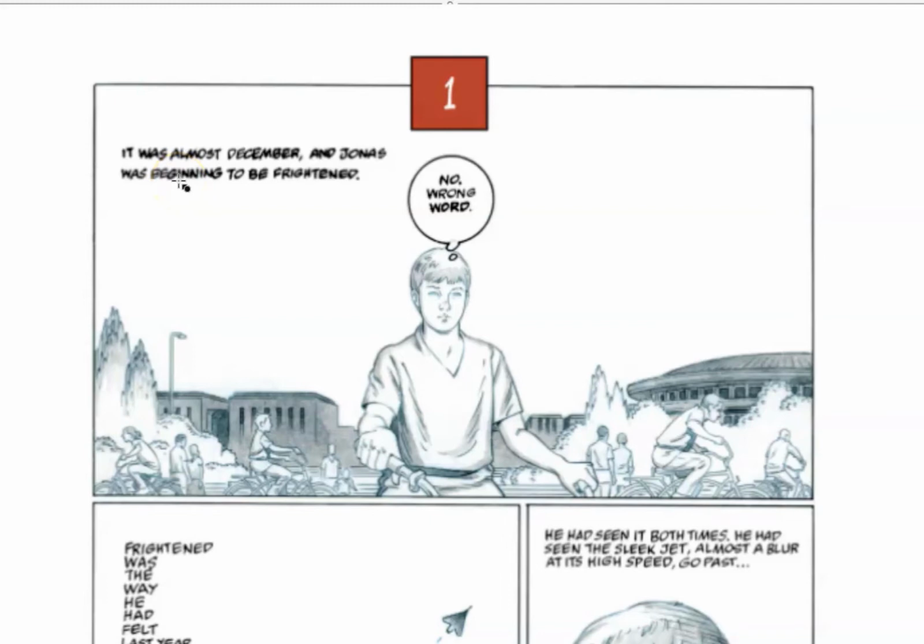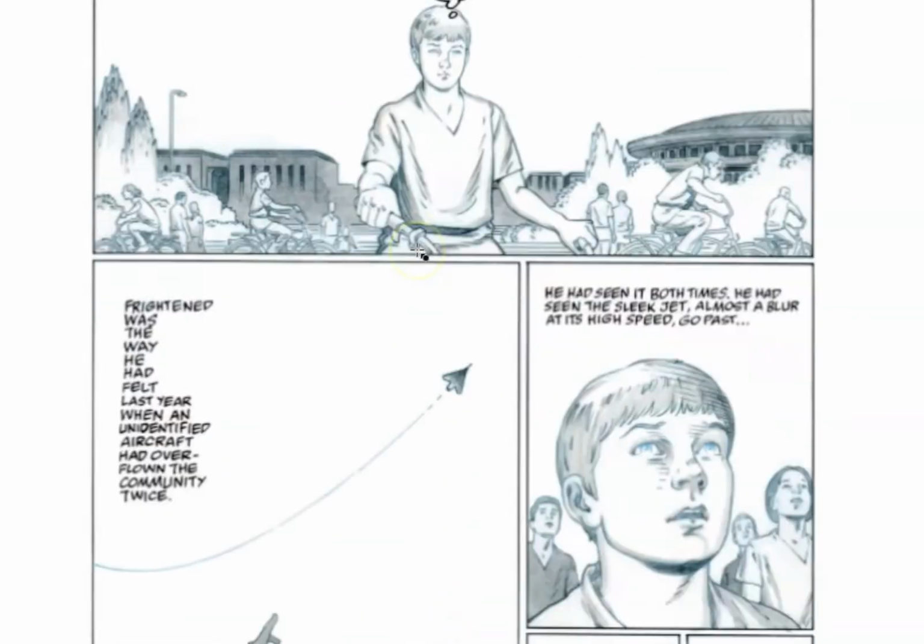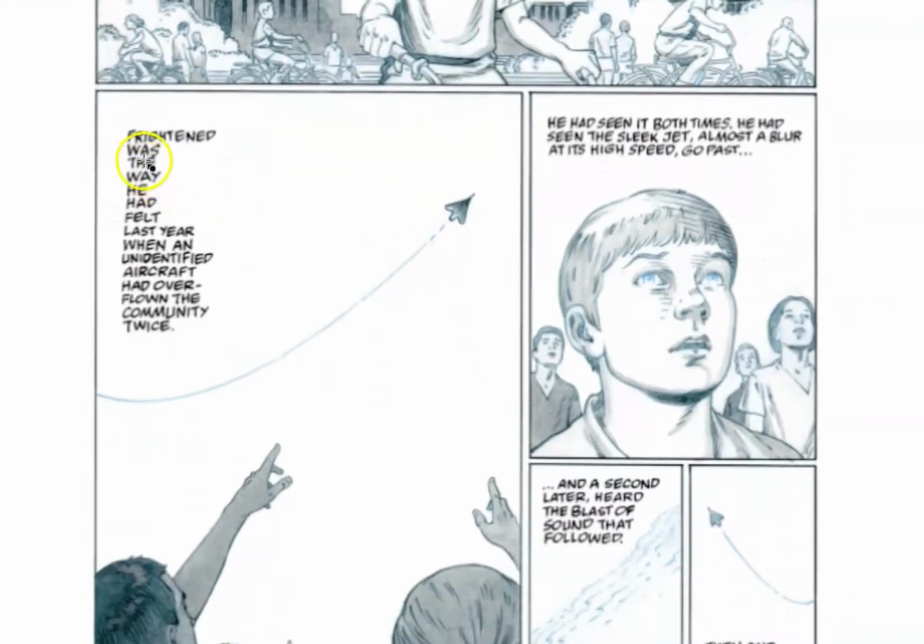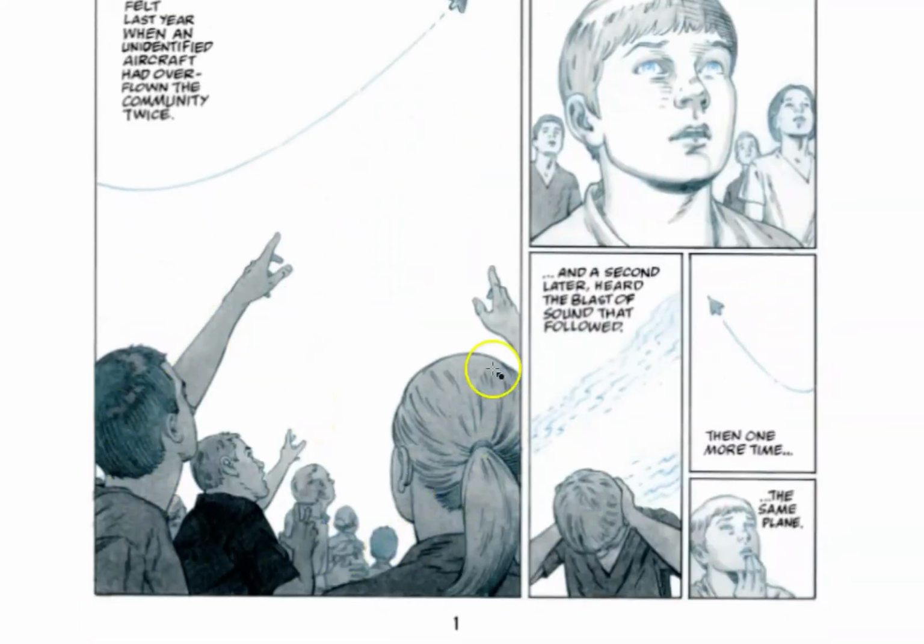So he's kind of frightened by something. Then he thinks, no, that's the wrong word. He says frightened was the way he had felt last year when an unidentified aircraft had overflown the community twice. So we see this jet or airplane flying overhead. We see the people here looking up. They're kind of looking like they're shocked. This is something they don't see.